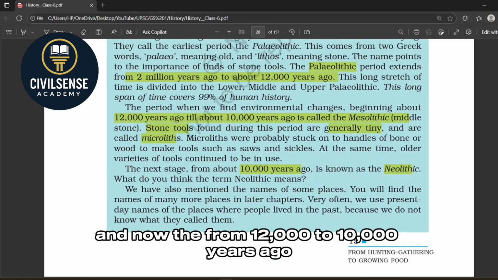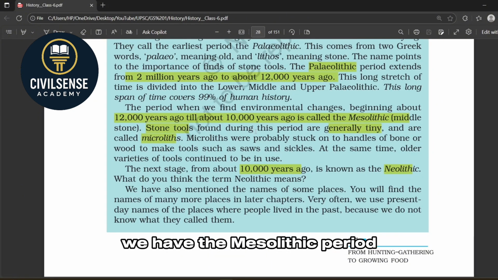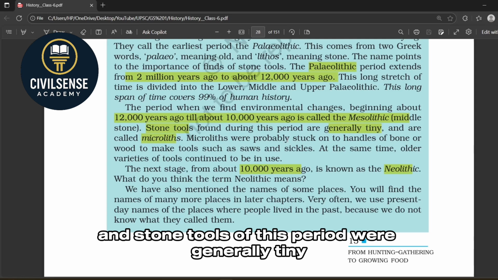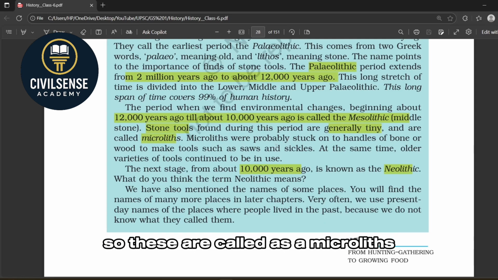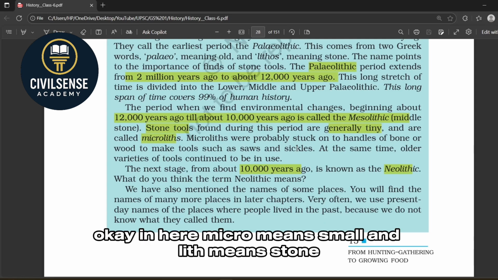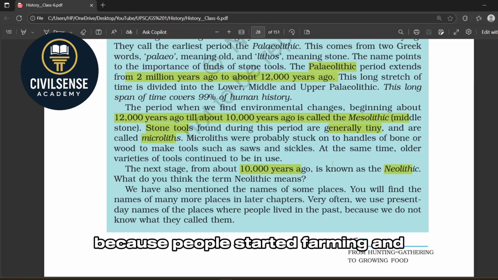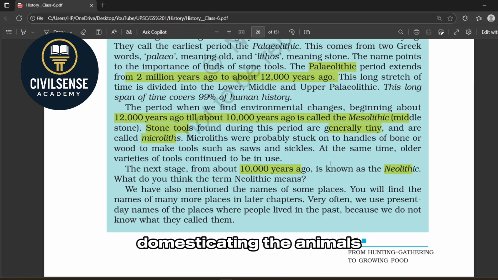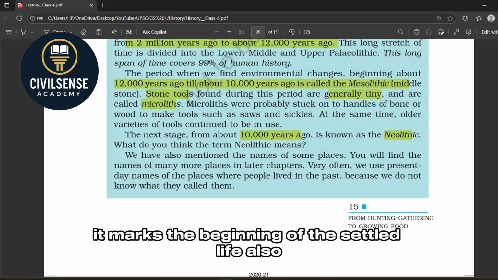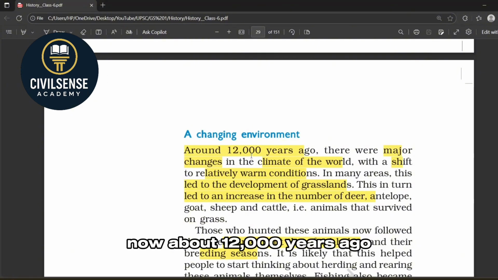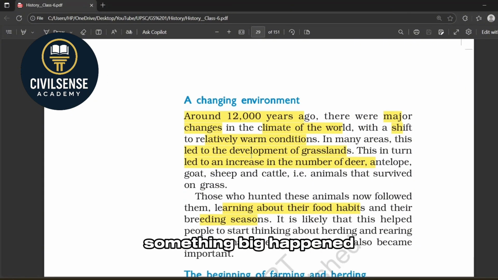And now, from 12,000 to 10,000 years ago, we have the Mesolithic period, and stone tools of this period were generally tiny. So these are called microliths. Okay, here micro means small and lith means stone. That's why we call them microliths. After 10,000 years ago, we enter the Neolithic period, and this is a very important stage because people started farming and domesticating animals. It marks the beginning of settled life also. So now, about 12,000 years ago, something big happened.